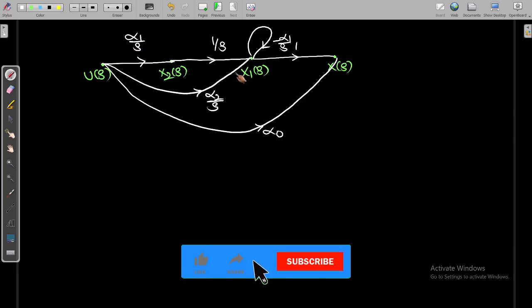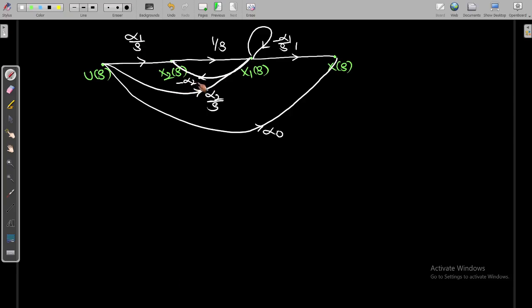From x1 of s you are getting minus alpha 2 by s. So then the final will be x of s. The question asked is the transfer function, which will be given by x of s whole divided by u of s. Now we will write how to find this.